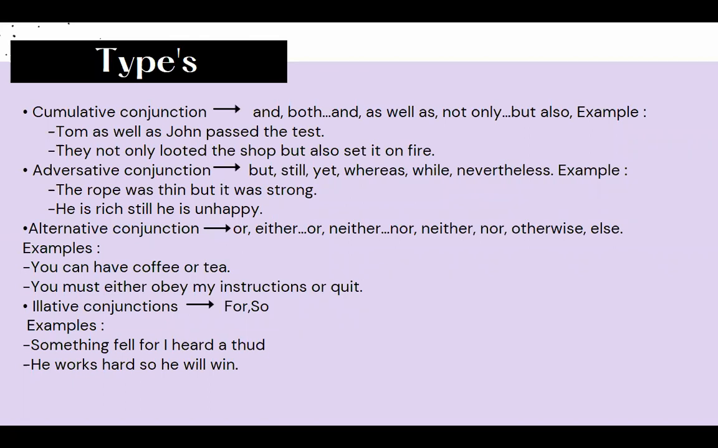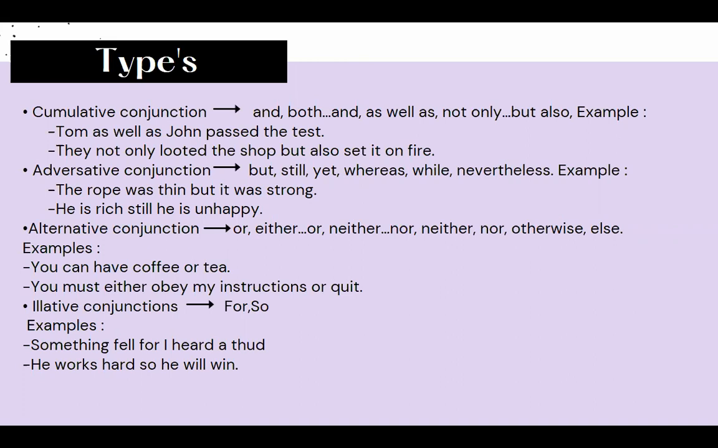Now we look at the types. Sentence coordination has some types. The first type is cumulative conjunction. Cumulative conjunctions merely add one statement to another. For example: and, both and, as well as, not only but also. You can see the example in the sentence: Tom as well as John passed the test.